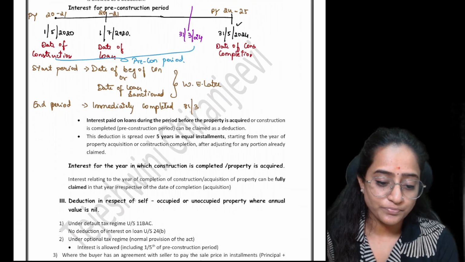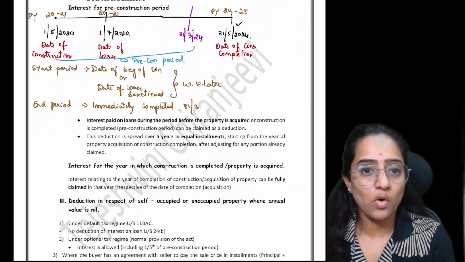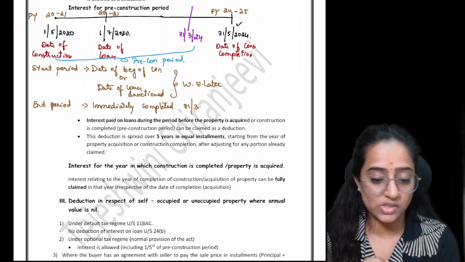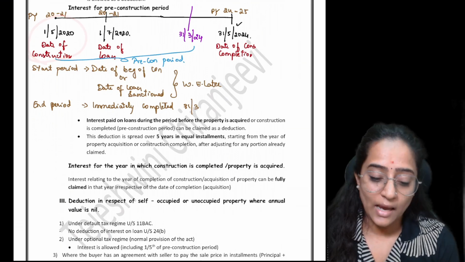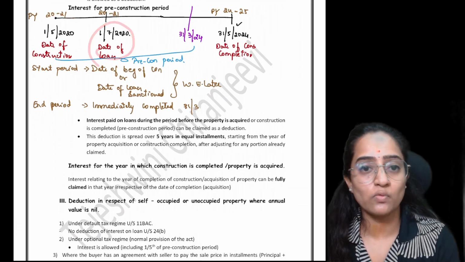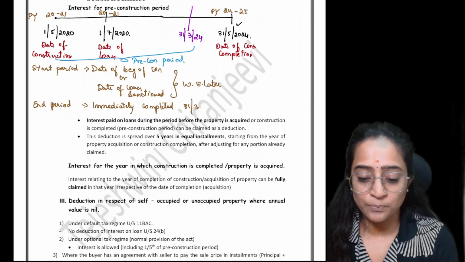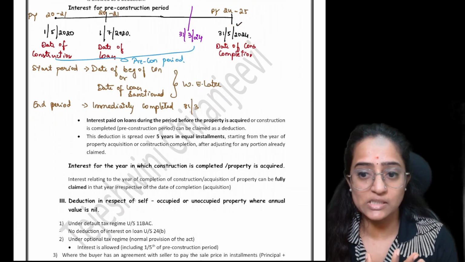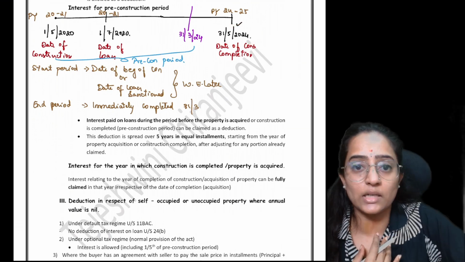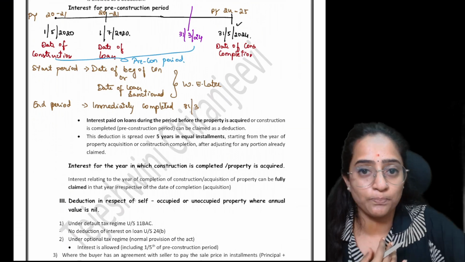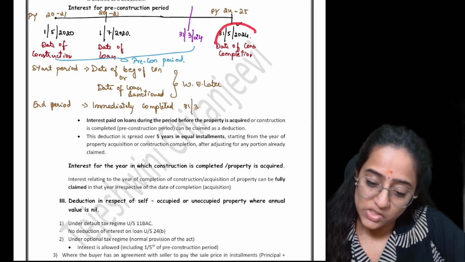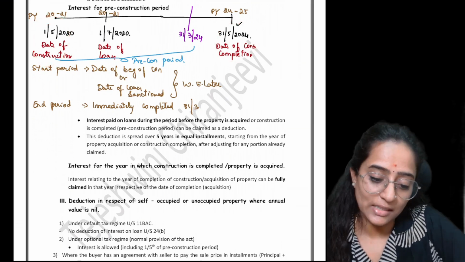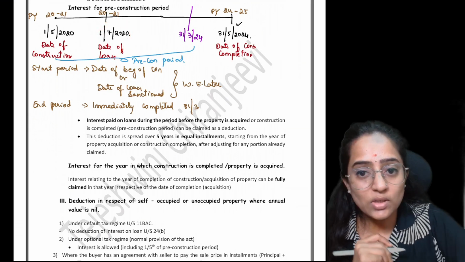Let's consider you have started your construction on 1/5/2020, and the date of sanction of the loan is 1/7/2020. The date of construction completion is 31/5/2024. Now, the date of construction completion is this, the date of starting the construction is this, and the date of the loan is this. Now comes the question.